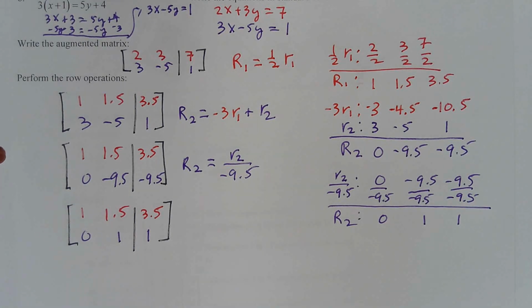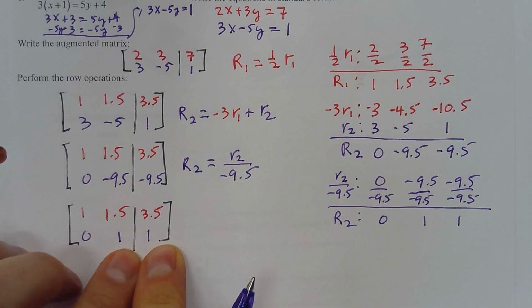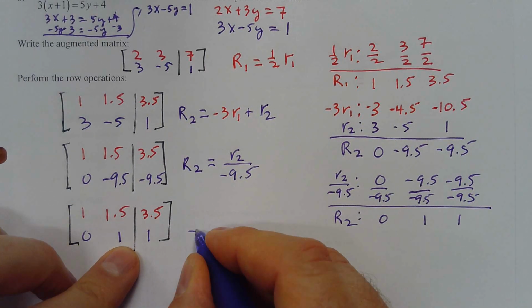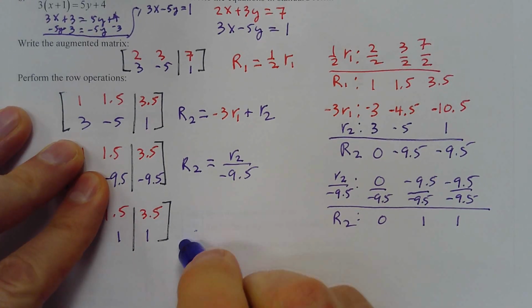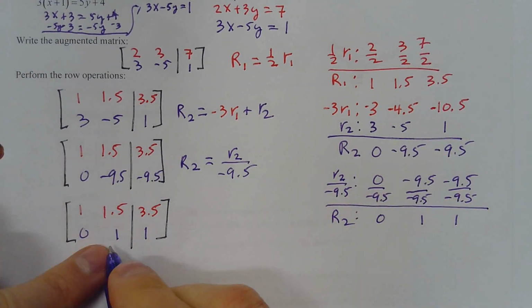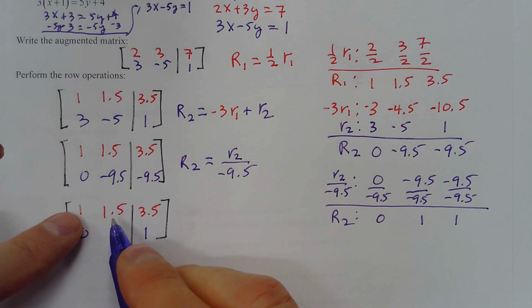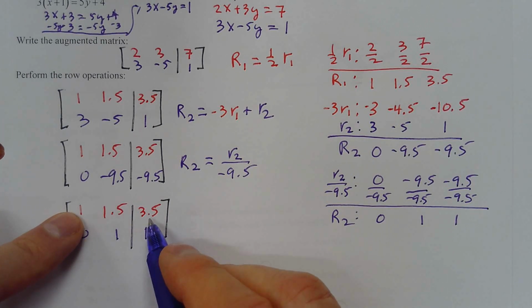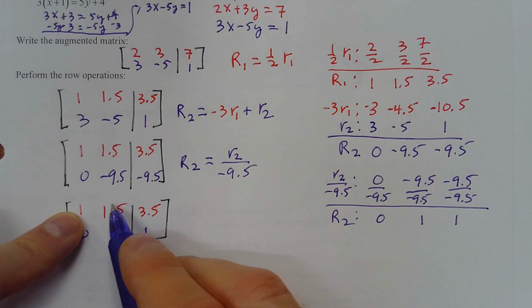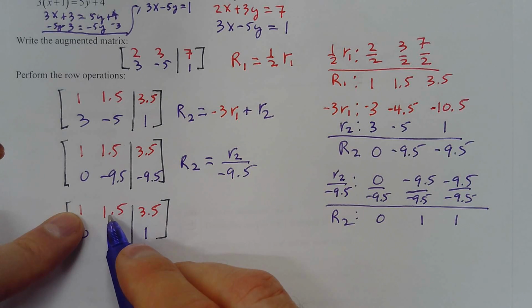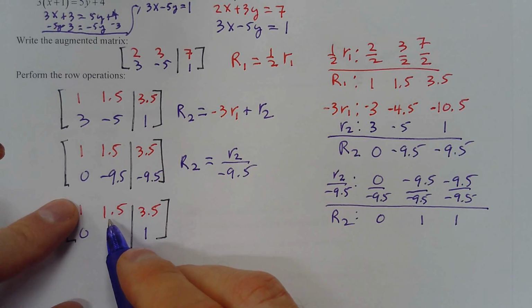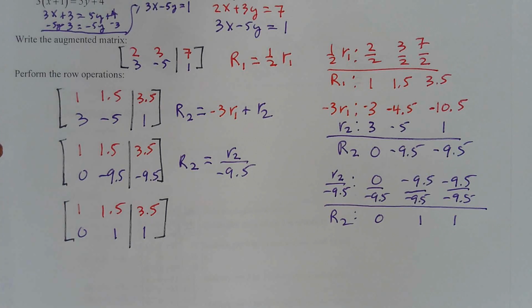Now, if we were just doing Gaussian elimination, we would just stop here. We'd say y is 1, because this would translate into y equals 1. And then this would be x plus 1.5y equals 3.5. Replacing y by 1, 1.5 times 1 is 1.5, so that'd be x plus 1.5 equals 3.5, and then you solve for x.